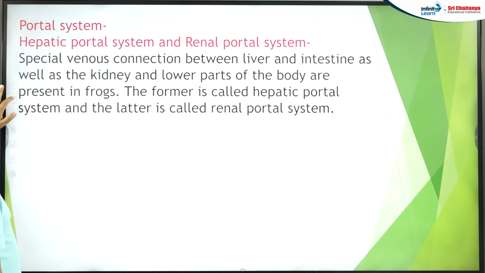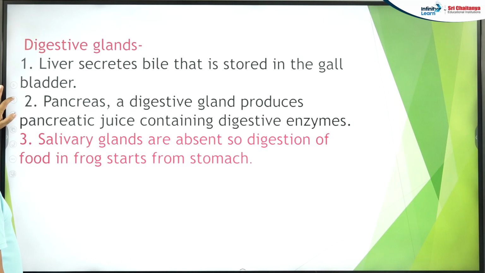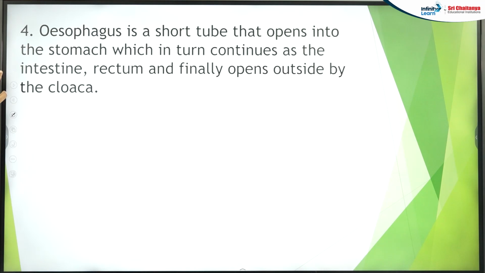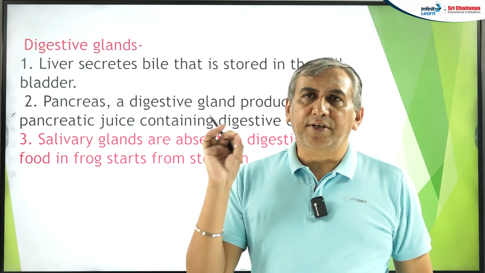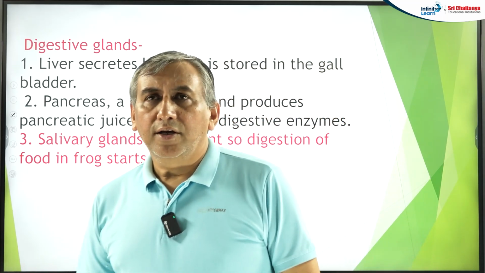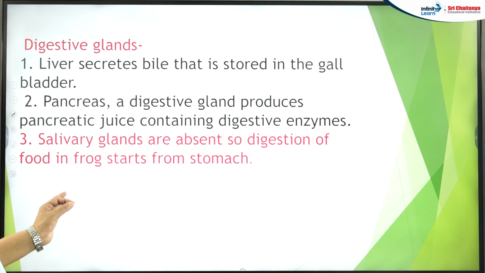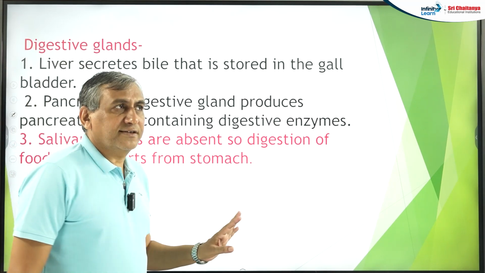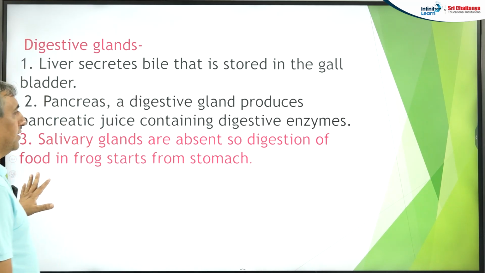Now I am going to say one very important point about the digestive system. Related with the digestive system, I said that alimentary canal is short. Why is the alimentary canal short? Because frog is carnivore. Now again coming to a very interesting point, in frog salivary glands are absent. There is one question they are asking, in frog the digestion of food starts from. In frog the digestion of food starts from the stomach. Why does the digestion of food in frog start from the stomach? Because in frog salivary glands are absent. As the salivary glands are absent in frog, that is why the digestion of food starts from the stomach.